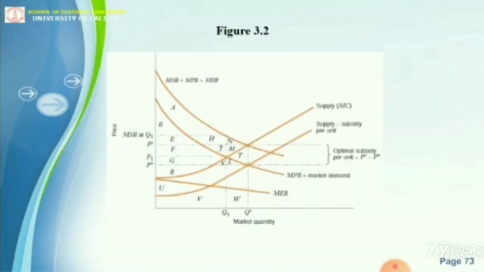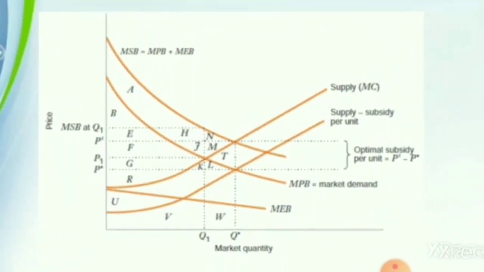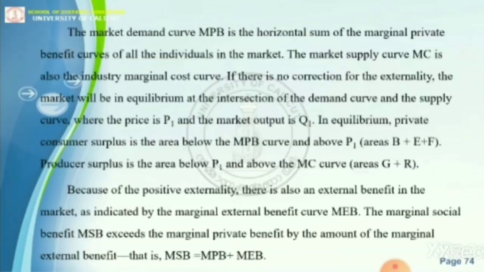In the next picture, the same thing can be represented like this. That means marginal social benefit is equal to MPB plus the marginal external benefit, right? The market demand curve, MPB, is the horizontal sum of the marginal private benefit curves of all the individuals in the market. The market supply curve, that is MC, is also the industry marginal cost curve. If there is no correction of the externality, the market will be in equilibrium at the intersection of the demand curve and the supply curve, where the price is P1 and the market output is Q1.